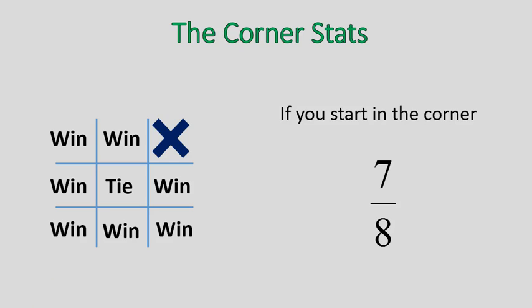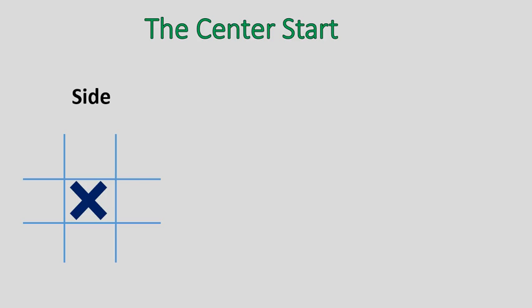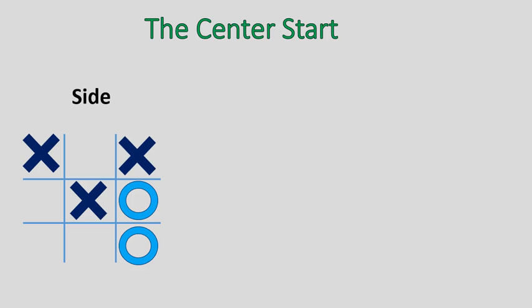Now let's see what happens when we do the center start, or starting in the center or the middle place on the board. So if you start in the center, there are a couple of options. One, your opponent could go in the side. Any of the sides will work exactly the same. You pick an opposite corner, forcing your opponent to go there.